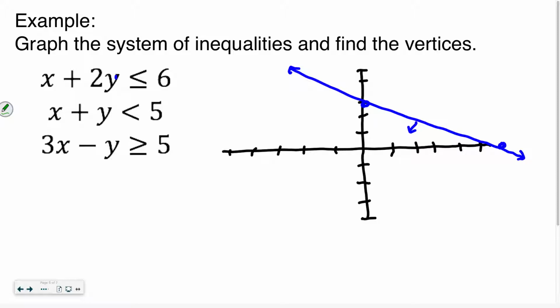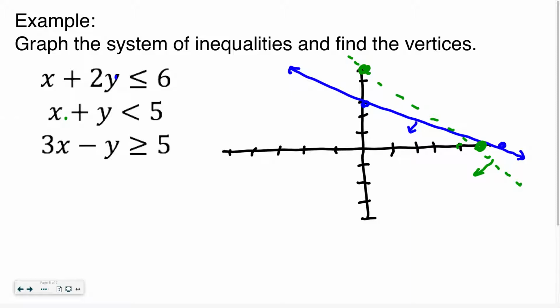Okay, second one, I'm going to do in green. X-intercept is 5, Y-intercept is also 5. So I can plot a 5 on the y-axis and a 5 on the x-axis. Solid or dashed? Dashed. Check (0, 0) because it's not on the line. That's an easy one to check. Is 0 less than 5? Sure is. Okay, so I'm shading down. So I'm thinking about where my actual shading is. It's kind of like in this V, right? Obtuse angle.